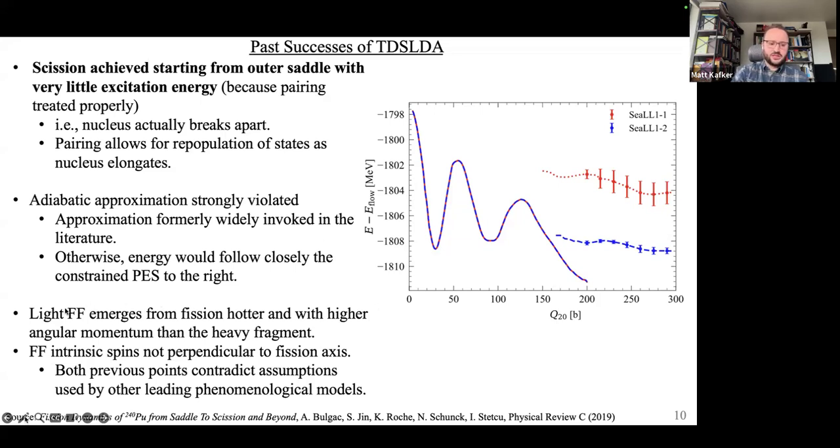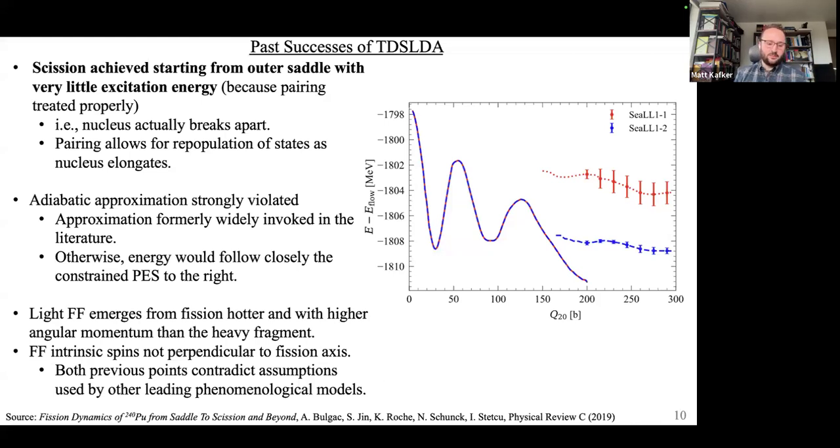Some other things that the code has revealed is that the light fission fragment emerges from fission hotter and with a higher angular momentum than the heavy fragment. The hotter part is kind of interesting because you imagine you have something which is 10 to the minus 14 meters across, it breaks apart, and one half is hotter than the other half. So something interesting is taking place there. Also, we've calculated that the fission fragment intrinsic spin should not be perpendicular to the fission axis. I have a bullet point here that says both of these points contradict assumptions used by other leading phenomenological approaches.